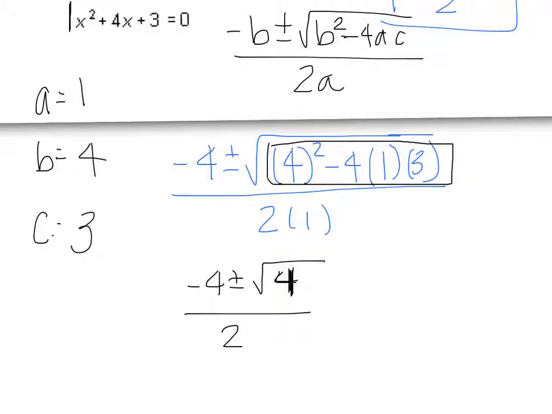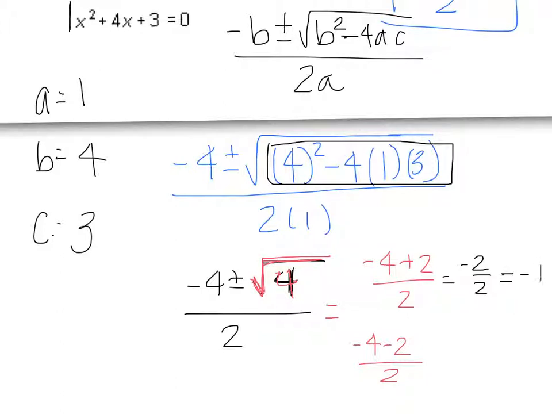Well, in this case, we can take the square root of 4. And the square root of 4 is 2. So this problem really becomes negative 4 plus 2 divided by 2 and negative 4 minus 2 divided by 2. So we need to figure out what this is. Well, negative 4 plus 2 is negative 2. And negative 2 divided by 2 is negative 1. Negative 4 minus 2 is negative 6, and negative 6 divided by 2 is negative 3. So in this case, I was actually able to figure out what my solutions were. They were negative 1 and negative 3.